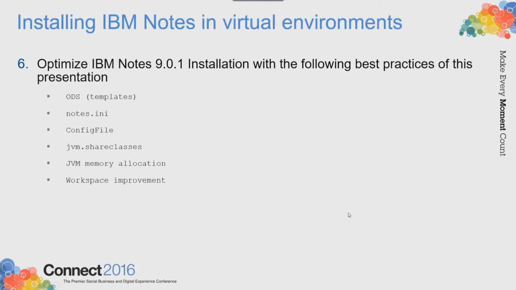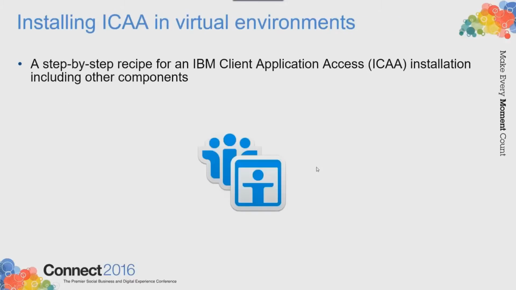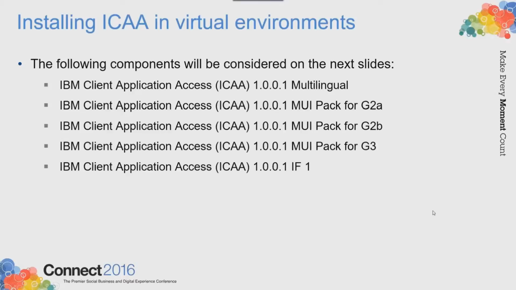This is a recommendation on which topics from this webinar you should apply to Notes 9.0.1 in that case. So again, think about the ODS of the templates, think about the config file and the shared Notes INI to bring up your clients unattended, think about outsourcing the shared classes file and the workspace improvement, and also increase the memory allocation for the Java virtual machine of the Notes client. And when it comes to the browser plugin, which today is called Client Application Access, you will also get some best practices about how to install the packages from the Client Application Access right now, and that was just recently released. I think that was at the end of February 2016, IBM released Interim Fix 1 for the Client Application Access 10.0.1.